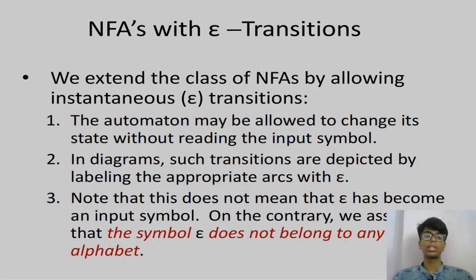So first, what is NFA with epsilon transition? Non-deterministic finite automata with epsilon transition. We extend the class of NFAs by allowing instantaneous epsilon transitions. The automaton may be allowed to change its state without reading an input symbol. In diagrams, such transitions are depicted by labeling the appropriate arcs with epsilon. Note that this does not mean that epsilon has become an input symbol. On the contrary, we insist that the symbol epsilon does not belong to any alphabet.